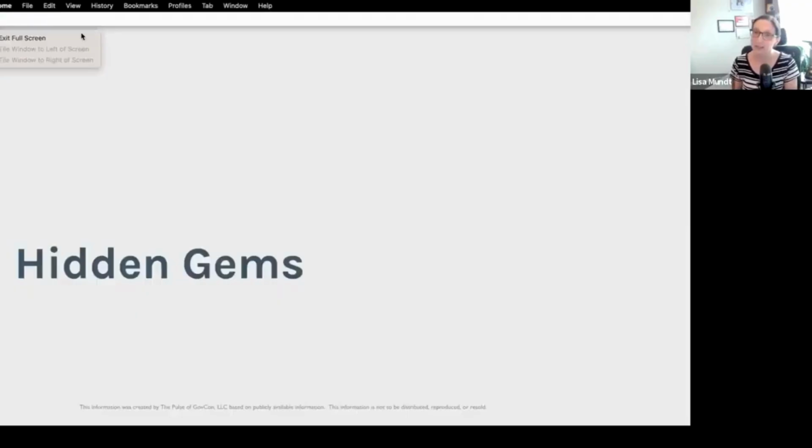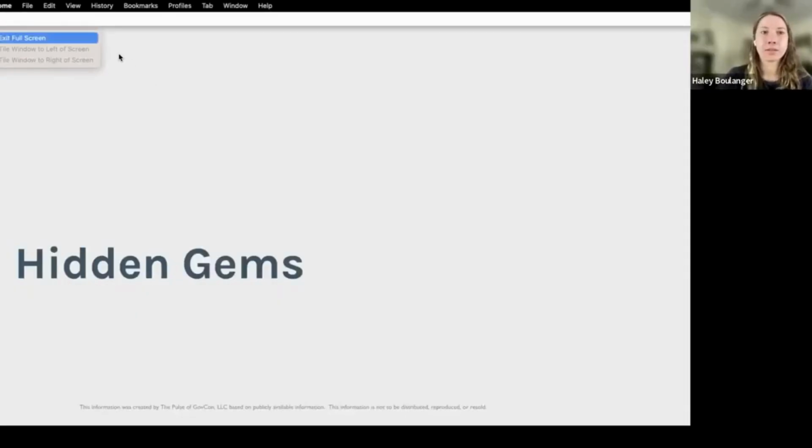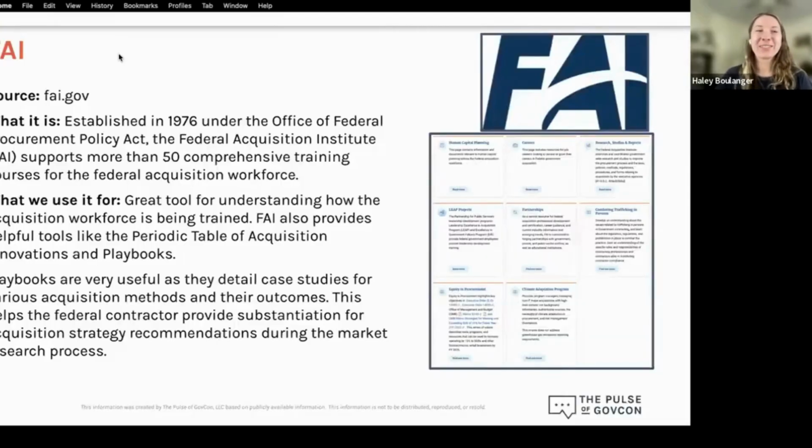And now Haley's going to walk through some hidden gems. All right, yeah. So the first one we have is the Federal Acquisition Institute, or FAI.